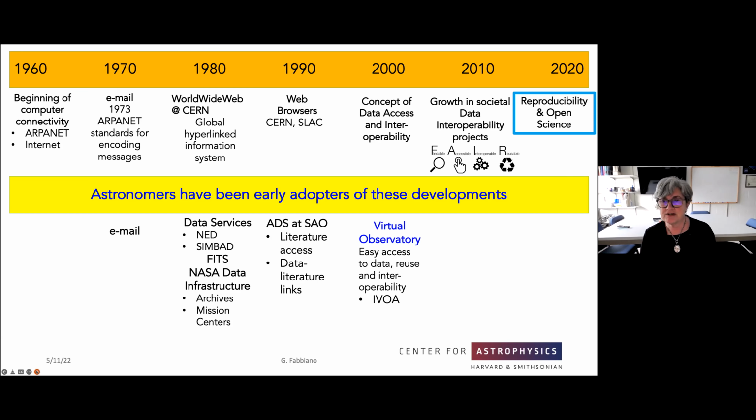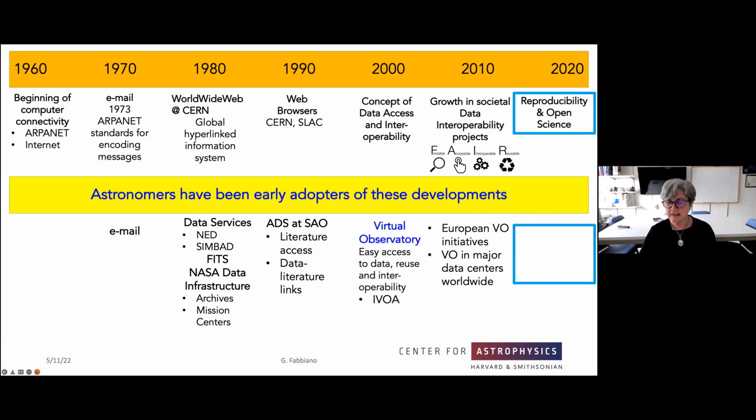And then the Virtual Observatory, where the idea is to have easy access to data, reuse, and interoperability. So some of the concepts we're also talking about today. Followed by European VO initiatives and the use of Virtual Observatory IVOA standards as part of the data infrastructure in major data centers worldwide, mostly in the US and in Europe, but also probably in other places. And so now this is an open box, let's see what we can put in there.